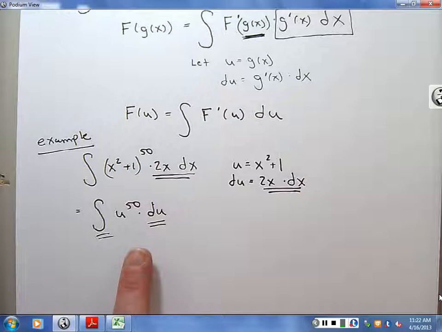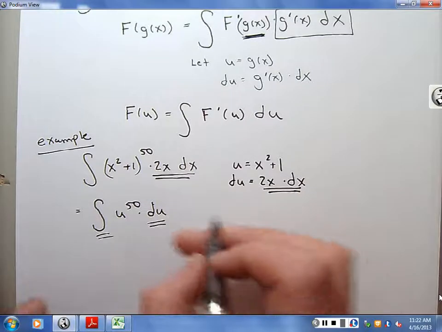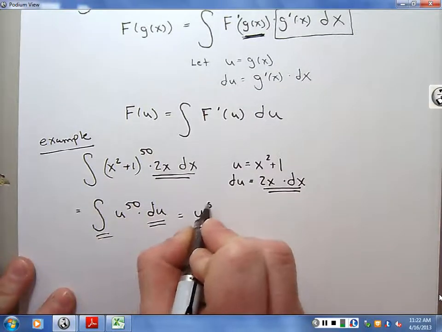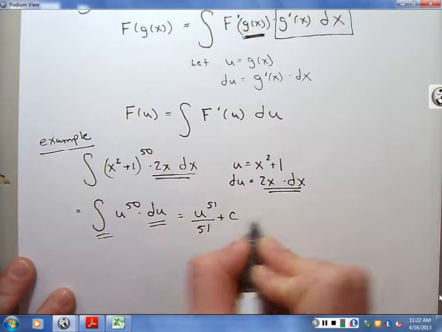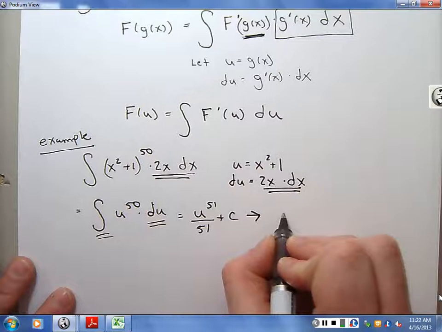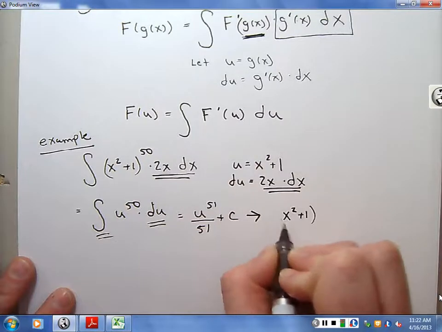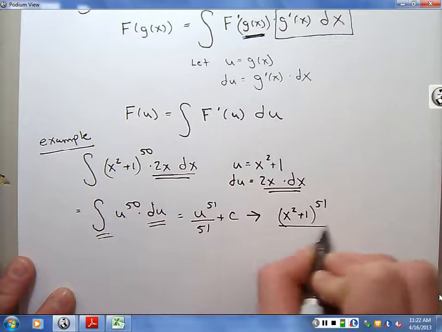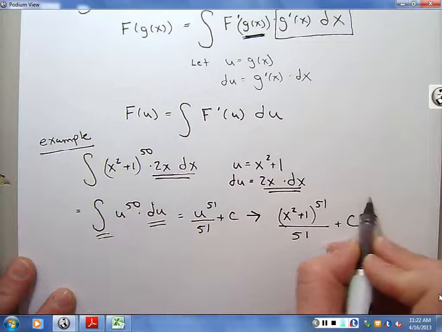What's the integral of u to the 50th? U to the 51 over 51. Good, u to the 51 over 51 plus c. But I don't want the integral in terms of u, I want it in terms of x. So I just back substitute. So it turns out this is x squared plus 1 to the 51st power divided by 51 plus c. So this would be my answer here.